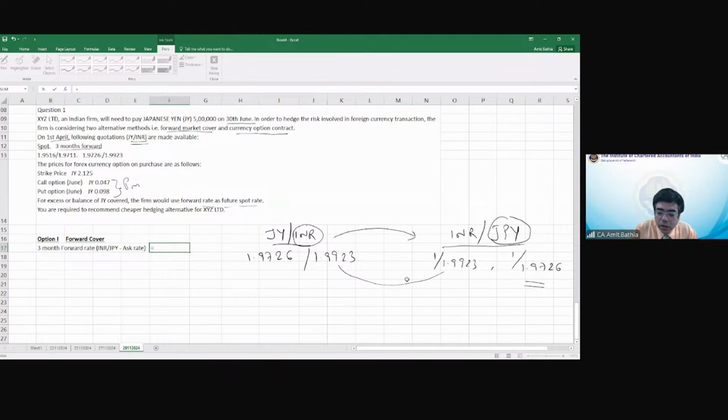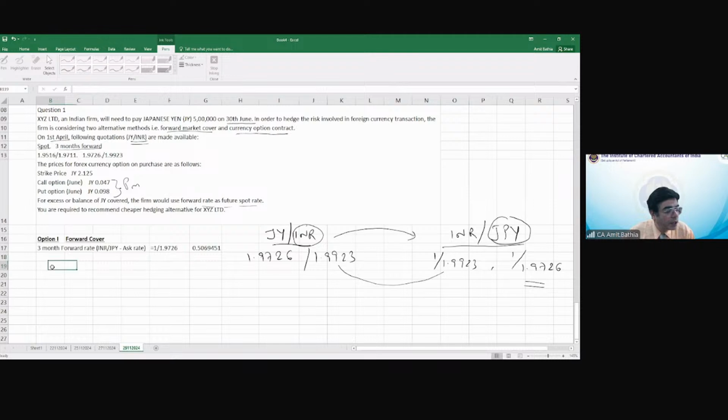So what will that be? That will be 1 upon 1.9726. What have I done? I think I've made a wrong number. Yeah, okay. So it is 0.5069451.